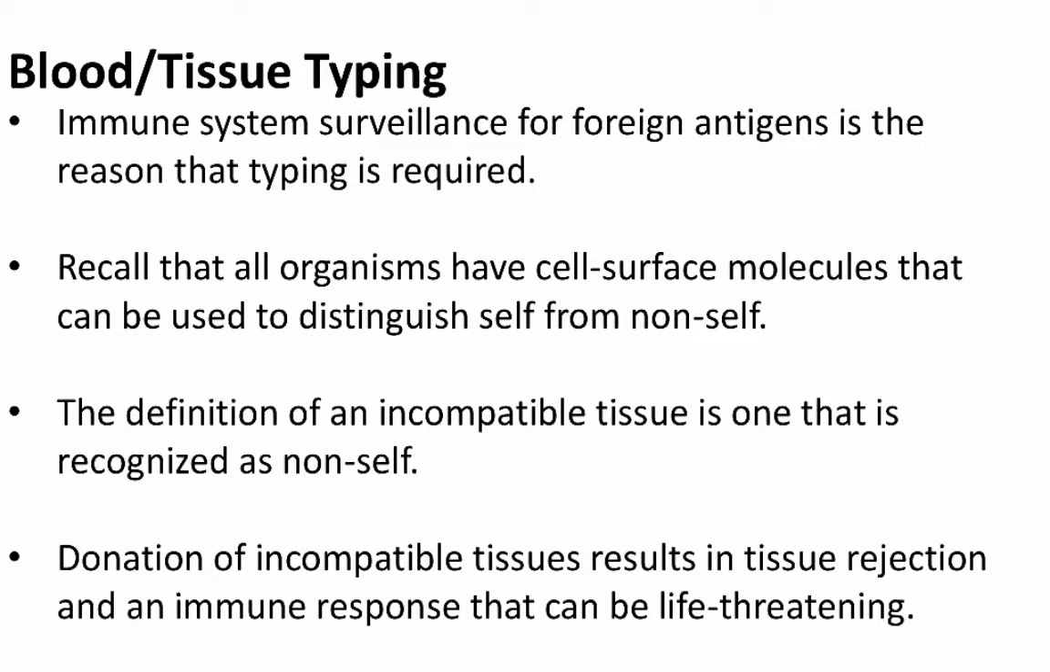So remember from what you know about the immune system that part of our immune system's job is to patrol the body for foreign antigens. Remember, antigens are cell surface molecules. Self-antigens are how your body recognizes its own cells. Foreign antigens are how you recognize pathogenic or just simply foreign antigens.